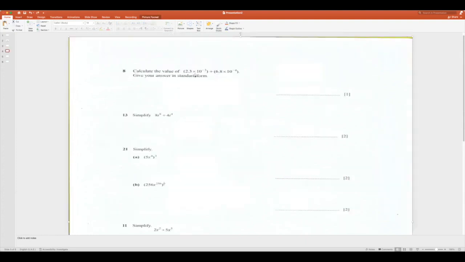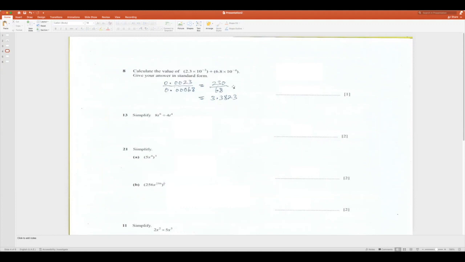Calculate the value of 2.3 into 10 to the power minus 3, divided by this value, 6 into 10 to the power minus 4. So we can expand these values first. So we can write this minus 3 means 1, 2, 3 come in here. 0.0023 divided by this. So minus 3 means 1, 2, 3. Here minus 4, 1, 2, 3, 4.